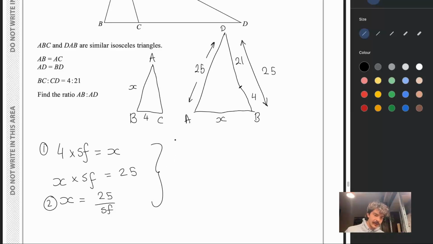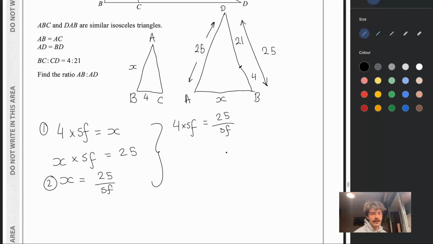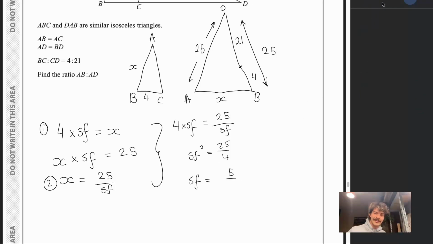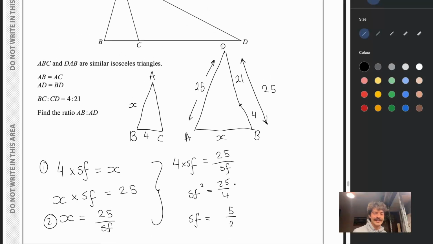As such, we're left with 4 times our scale factor is equal to 25 divided by our scale factor. They're simultaneous equations in disguise. Now, I suppose what happens here is that you're left with your scale factor squared is equal to 25 over 4. In other words, your scale factor itself is going to be equal to, sorry, not 5 over 4, it would be 5 over 2, and technically, yes, you'd have a plus minus here, but we aren't inverting the size of this shape.